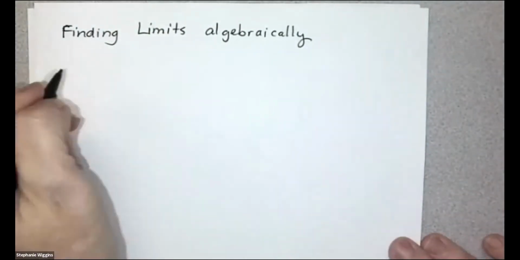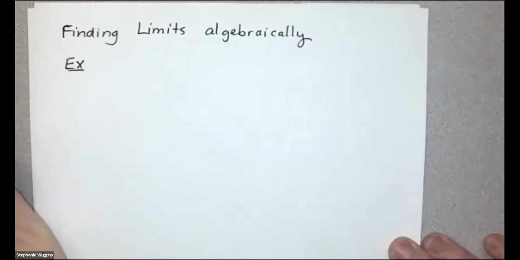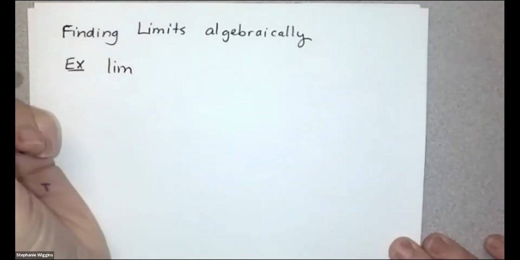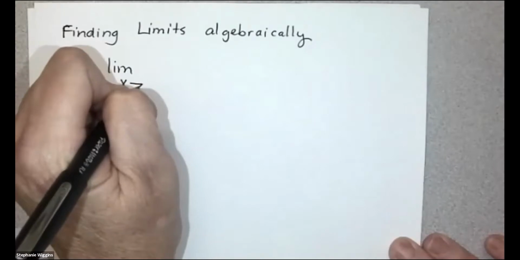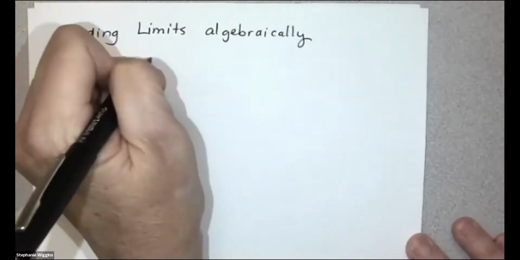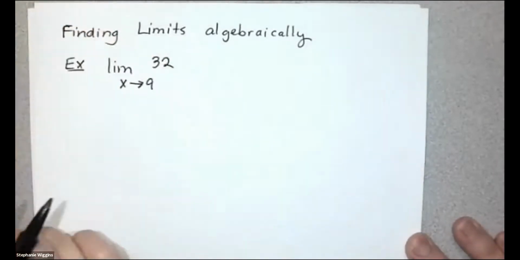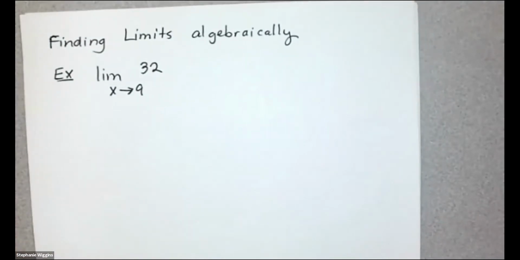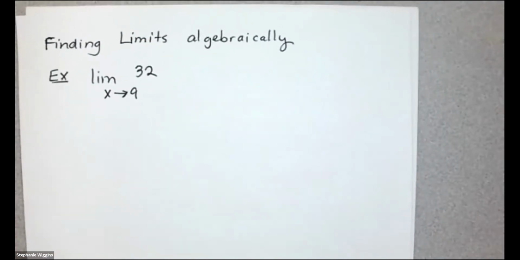Okay, so example 1. The limit as x approaches 9 of the function 32. This is the constant function, okay? And this problem always trips students up, so I wanted to include this as an example. It's so simple, but yet it's just so hard.